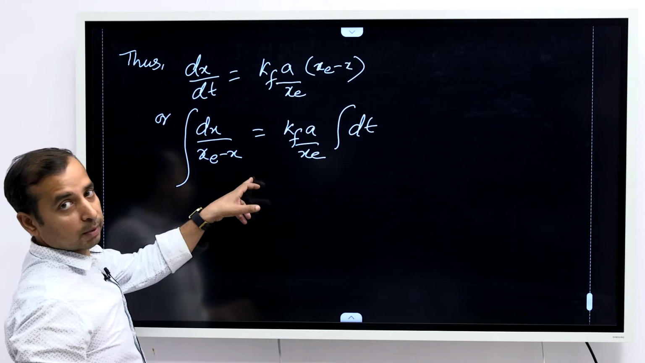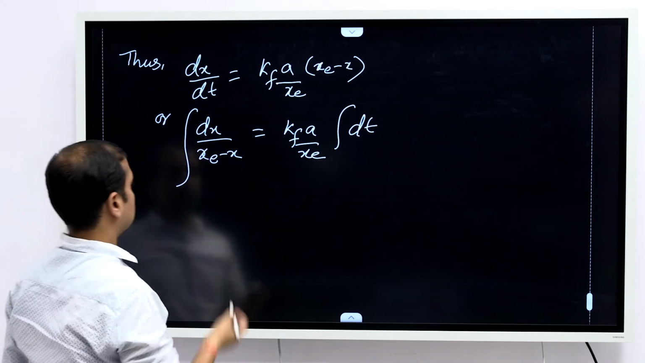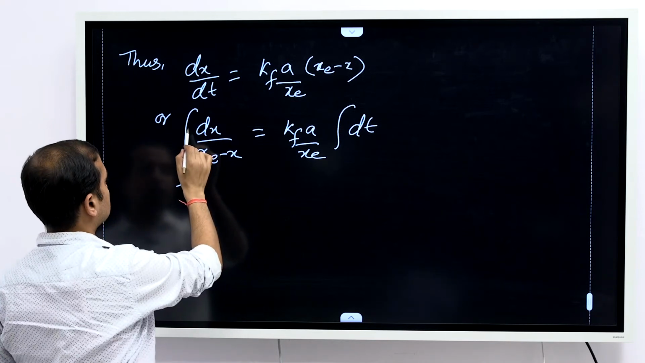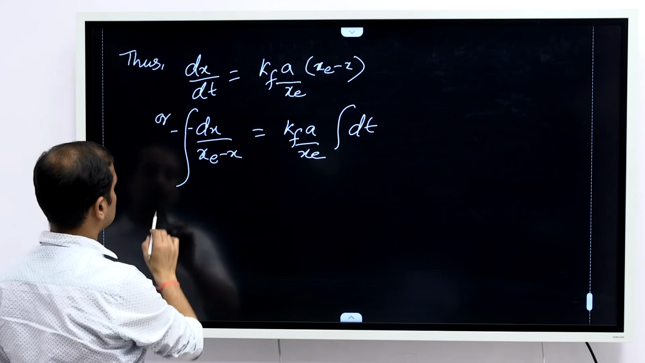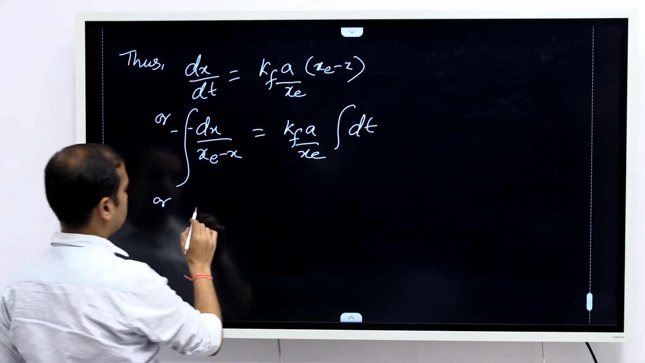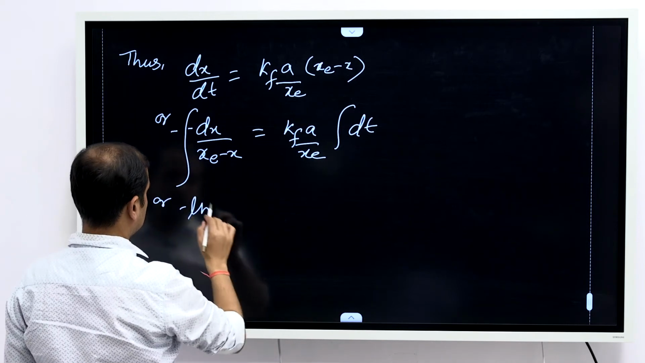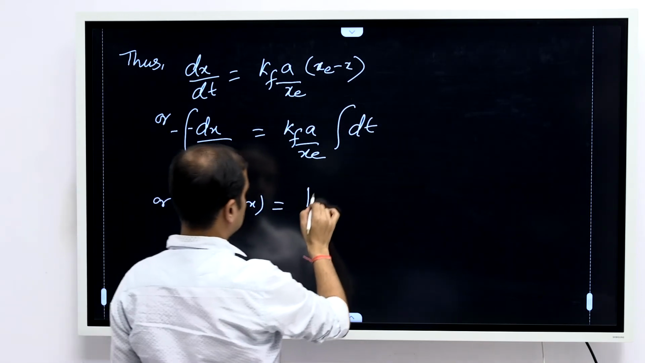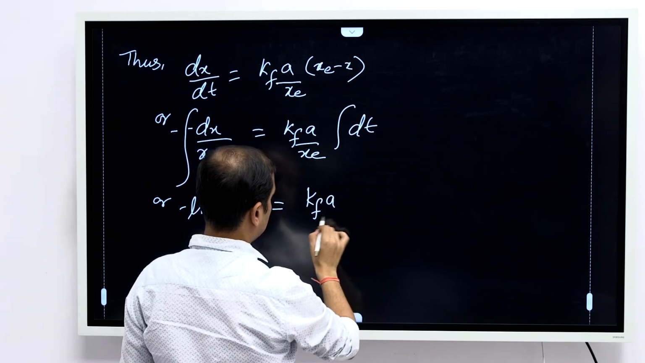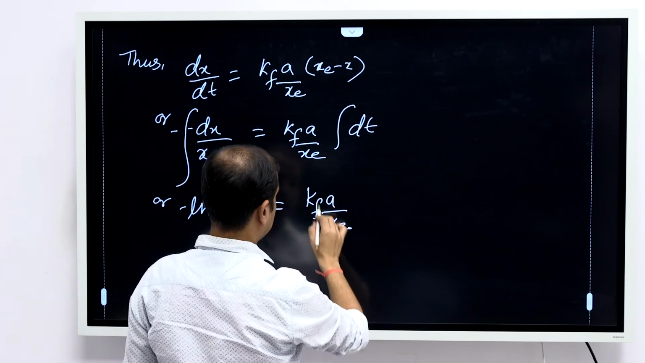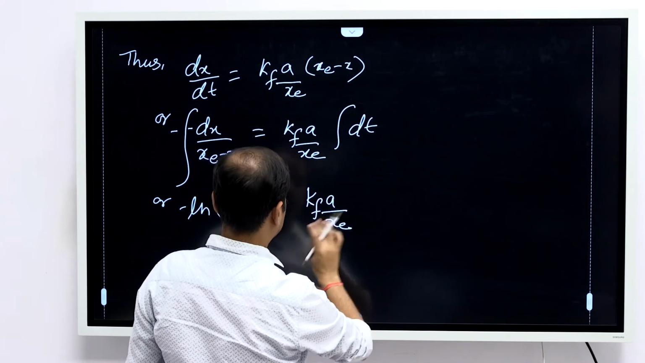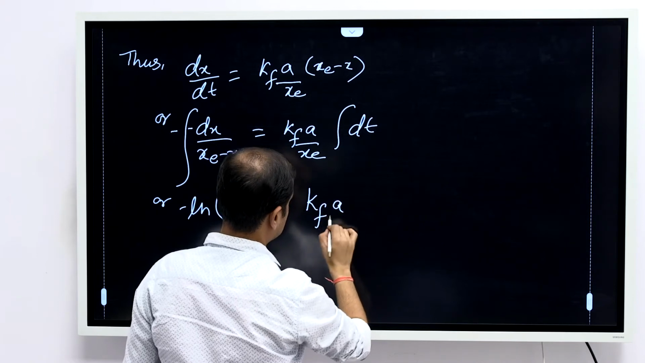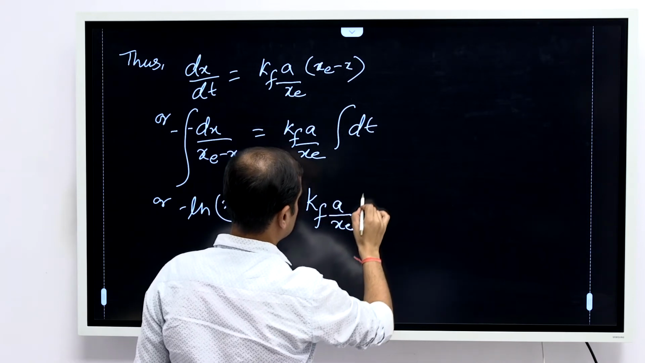Now x is the variable here, and the derivative of minus x is minus of dx. So we put a minus here and a minus here. So now we get minus ln(xe minus x) is equal to kf a upon xe, here f is a subscript, into t plus c.